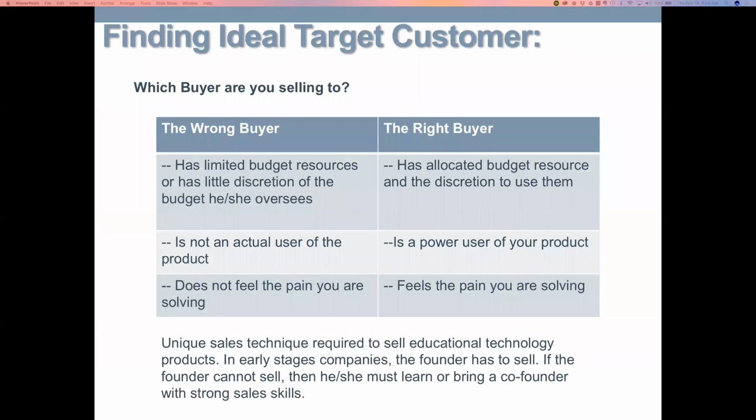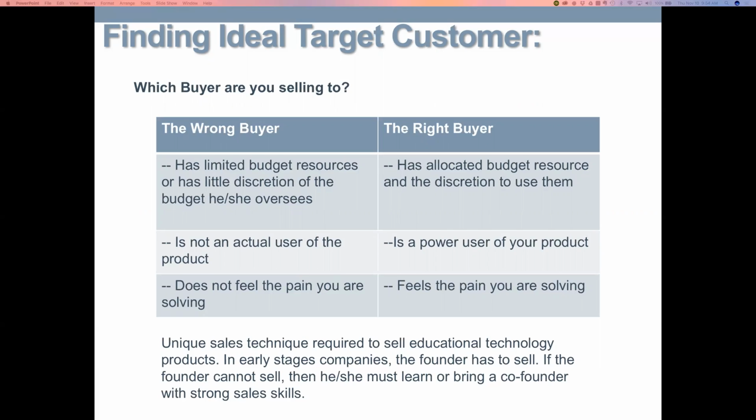So how do we find an ideal target customer? We want to make sure that we target the right buyer, and it does not matter which market segment we focus on. It can be K-12, higher education, or specialized corporate education. We need to ask who our buyer is and which buyer we're selling to. And on this slide, we see that you can have a wrong buyer, and you can have a right buyer.